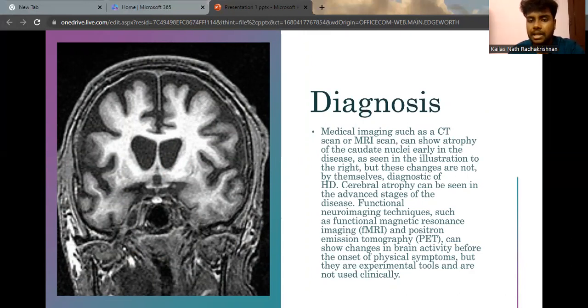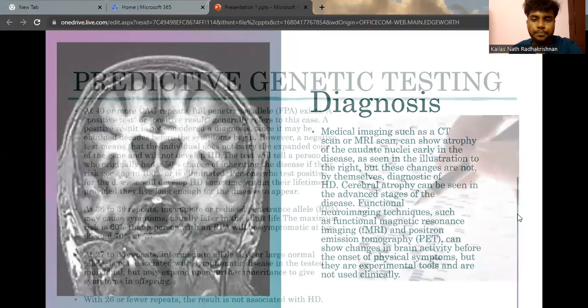Clinically, medical imaging such as computed tomography scan or magnetic resonance imaging scan can show atrophy of the caudate nuclei early in the disease. But these changes are not by themselves diagnostic of Huntington disease. Cerebral atrophy can be seen in the advanced stages of the disease. Functional neuroimaging techniques such as functional magnetic resonance imaging and positron emission tomography can show changes in brain activity before the onset of physical symptoms, but they are experimental tools and are not used clinically.